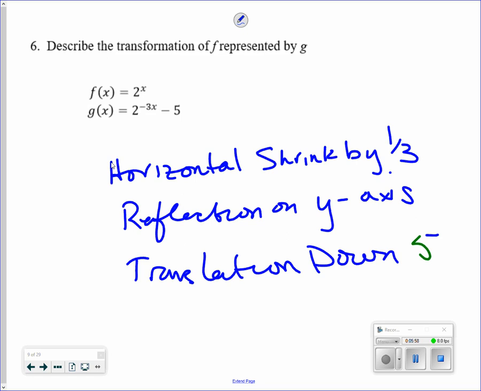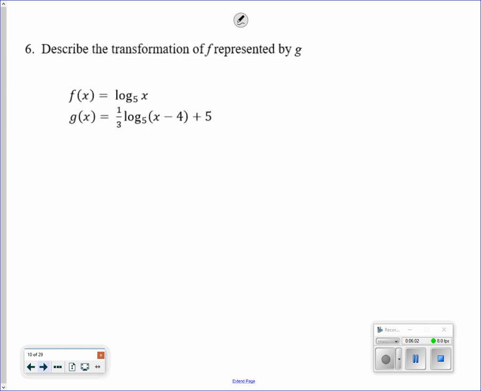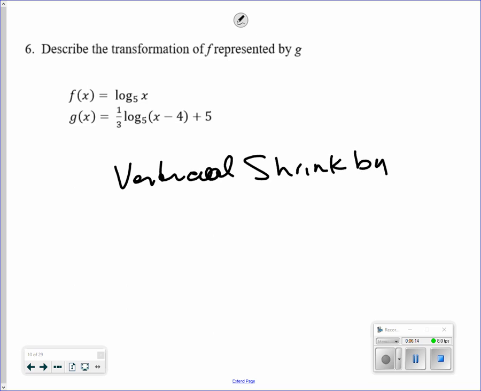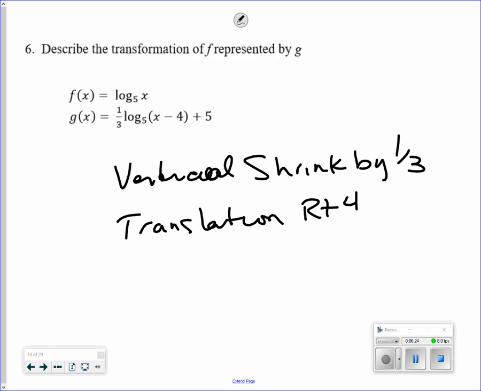Another describe the transformation now again. Notice the 1/3 out in front. Order does make a difference. So if I did that first, it's a vertical shrink by a third. And then the next thing, I replaced x. So we're talking about a translation to the right 4. And then another translation up 5. So translation to the right 4, translation up 5.